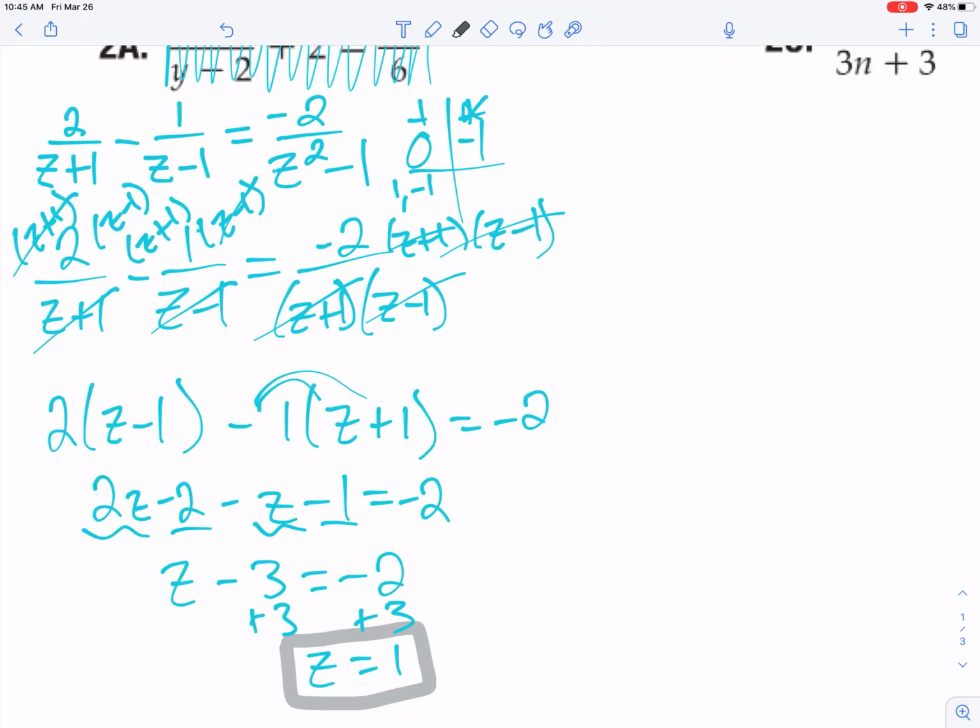Okay, that's okay. But now if I plug it into this one, 1 minus 1 is 0, and now I have 1 divided by 0, which is impossible. And the same thing happens on this side. 1 squared is 1, and 1 minus 1 is 0. So actually, this time, that doesn't work, and the answer is no solution.